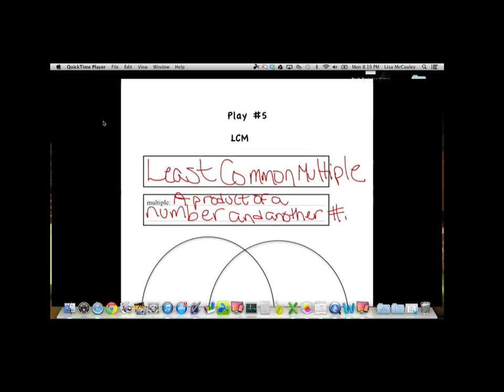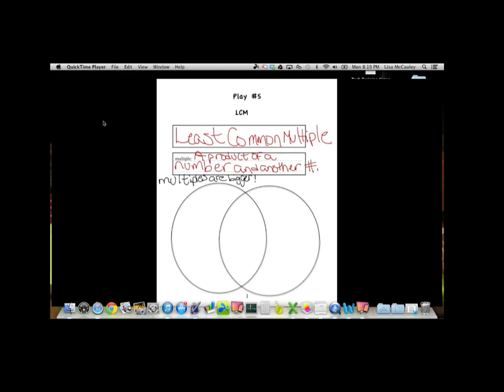Multiples are always bigger, okay? I really want to write that down and stress that because I don't want you getting confused in writing down factors. So multiples are bigger. That's really important. When we're talking about the least common multiple of two numbers, we want to find the smallest of the multiples that are common.